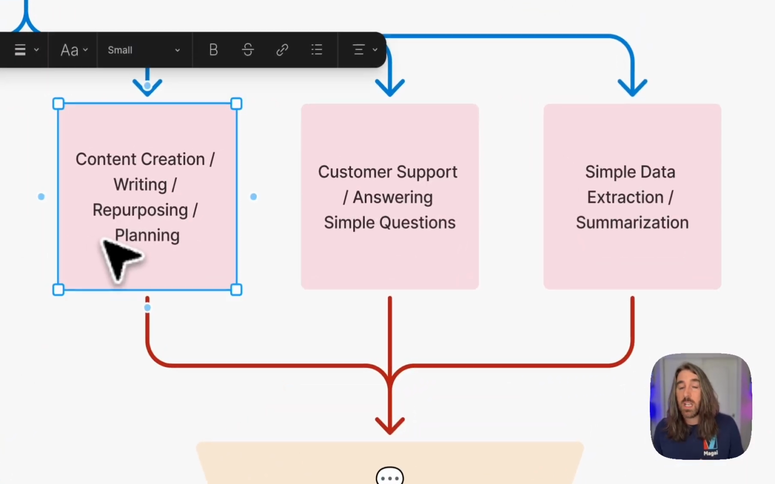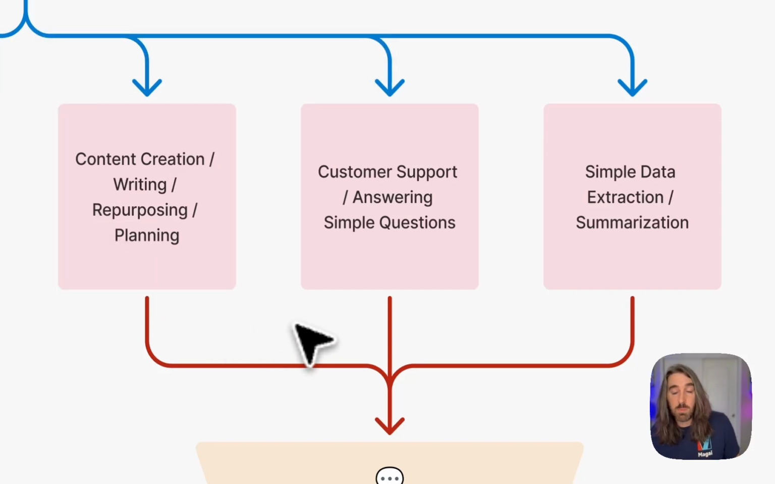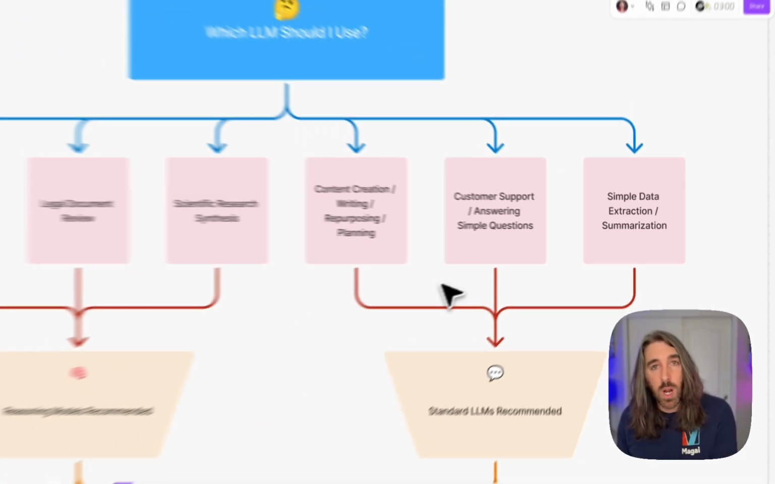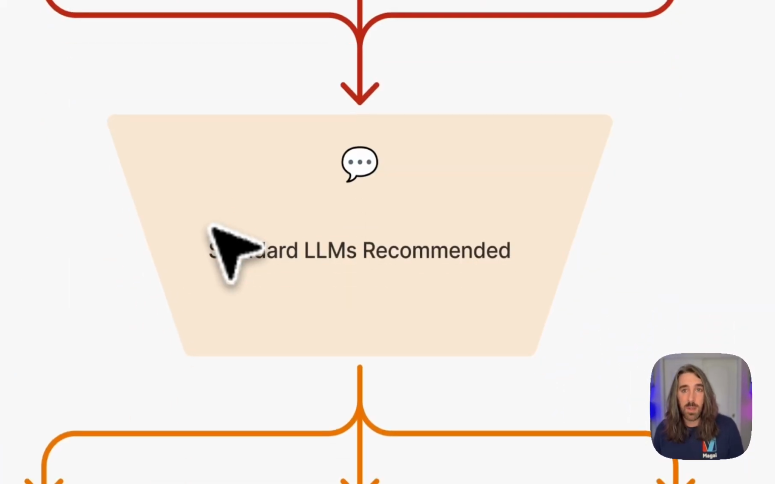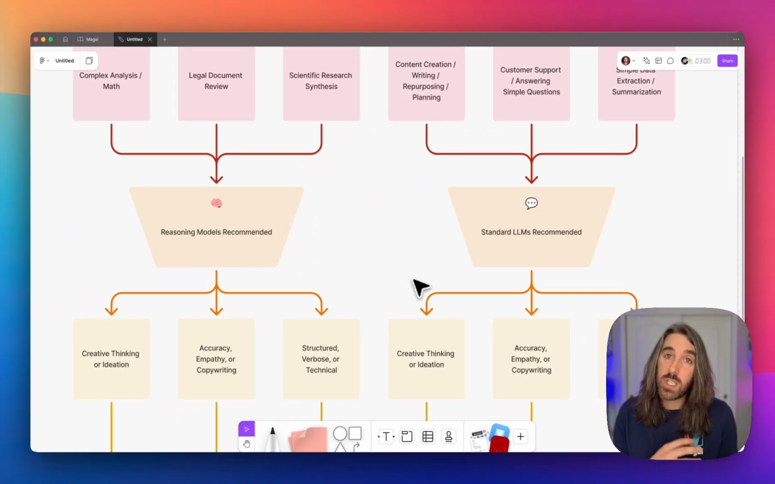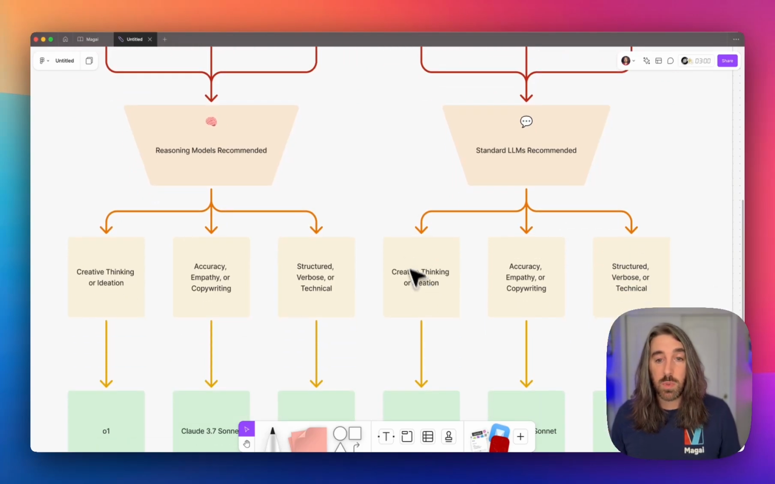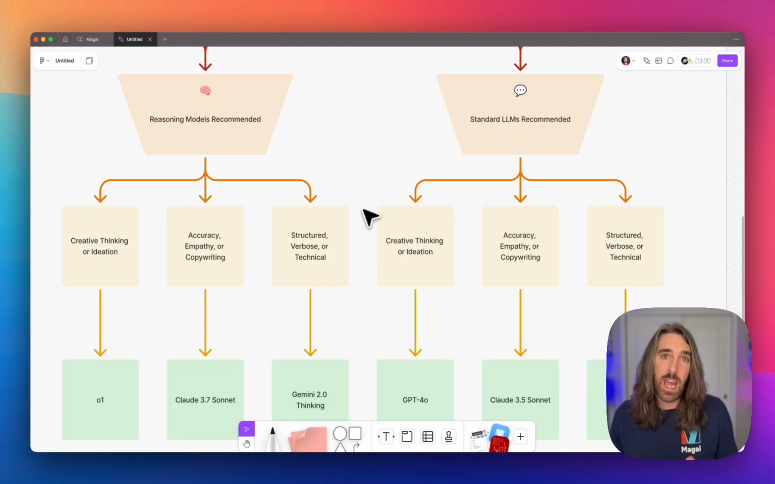But if it's something like content creation or customer support, answering simple questions, simple data extraction or structuring or summarization, I would probably go with the standard LLMs. Now from there, once we know whether we're doing the reasoning models or the standard LLMs, there's really 3 specific categories of things that I typically filter through. And that is, does this task require creative thinking or ideation? Does it require accuracy, empathy, or copywriting? Does it require structured, verbose, or technical details? Based on those 3 categories, I then have my selections.